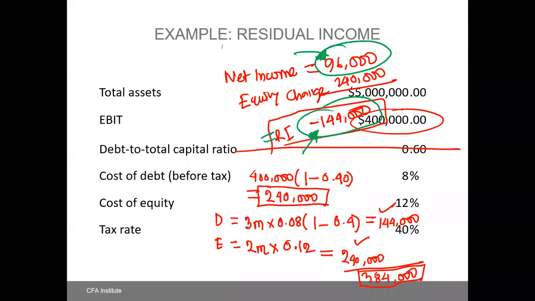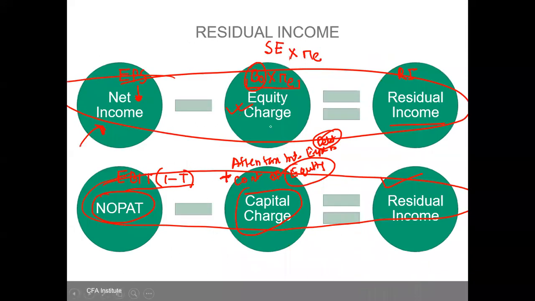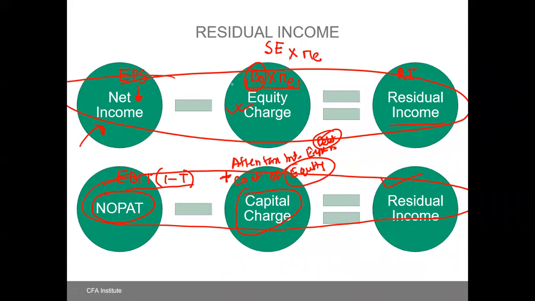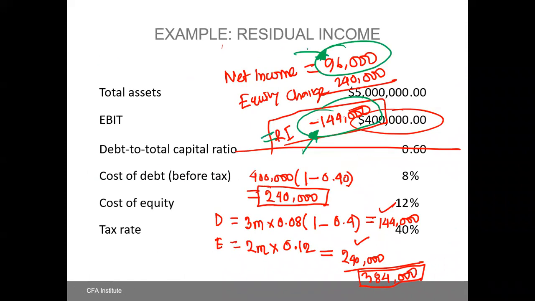Can you recall the residual income? What we mentioned, this residual income is known as economic profit. So this firm does have a positive accounting profit, but this firm does not have positive economic profit, but the firm has negative economic profit.